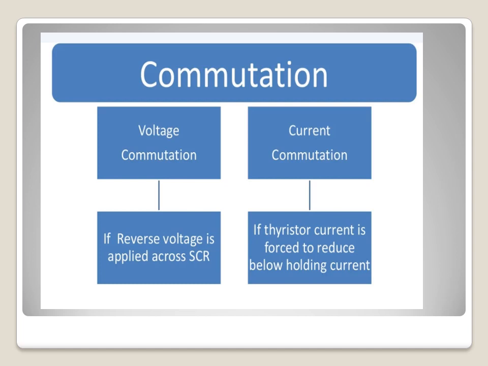Voltage commutation and current commutation. Voltage commutation, if reverse voltage is applied across the SCR. Current commutation, if thyristor current is forced to reduce below the holding current.